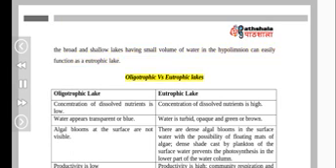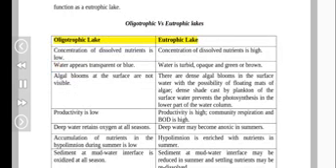Oligotrophic versus eutrophic lakes. Oligotrophic lake: concentration of dissolved nutrients is low. Eutrophic lake: concentration of dissolved nutrients is high. In an oligotrophic lake, water appears transparent or blue. In a eutrophic lake, water is turbid, opaque and green or brown. Algal blooms at the surface are not visible in oligotrophic lakes. There are dense algal blooms on the surface in eutrophic lakes, with the possibility of floating mats of algae. Dense shade cast by plankton of the surface water prevents photosynthesis in the lower part of the water column.